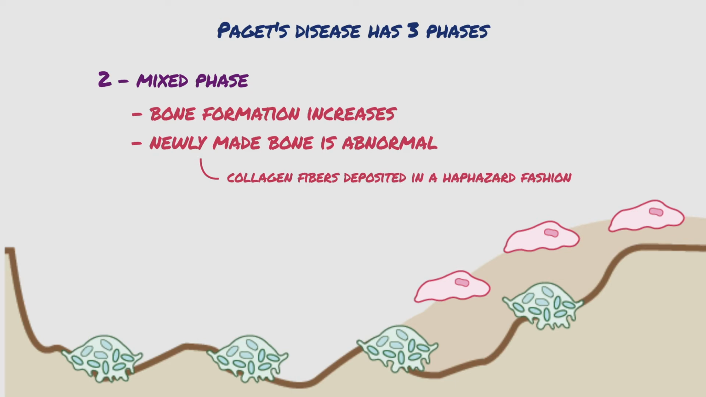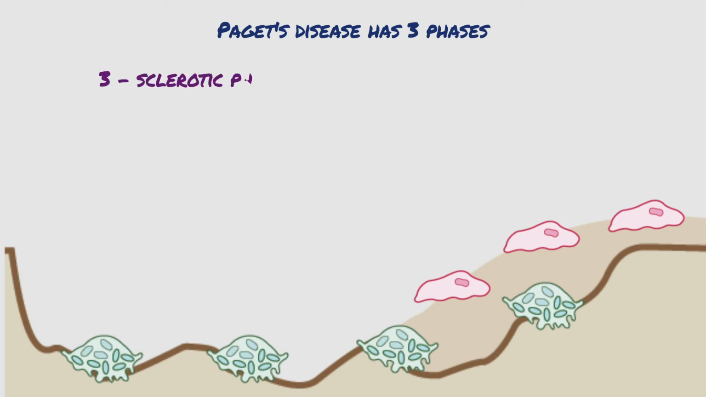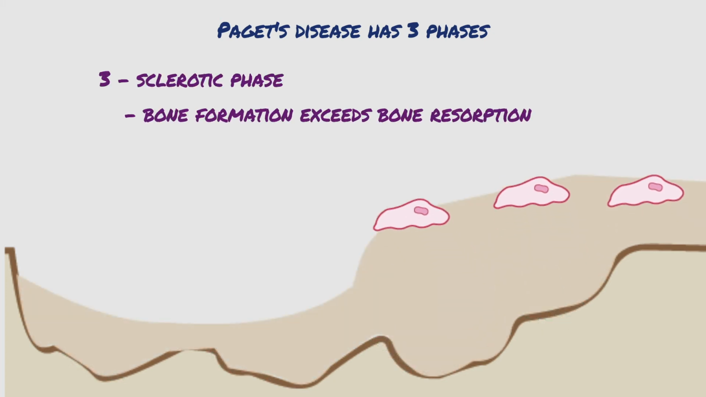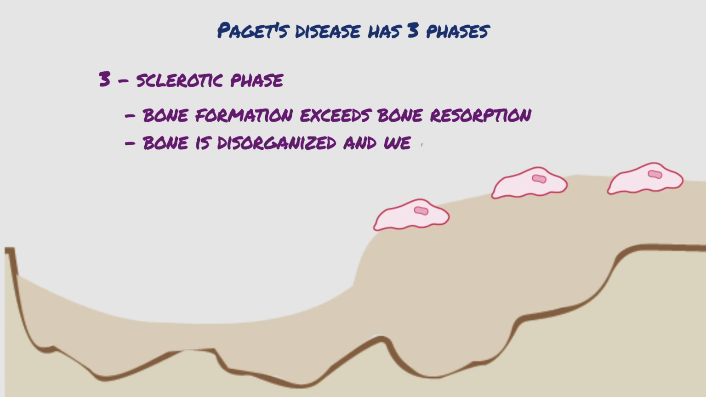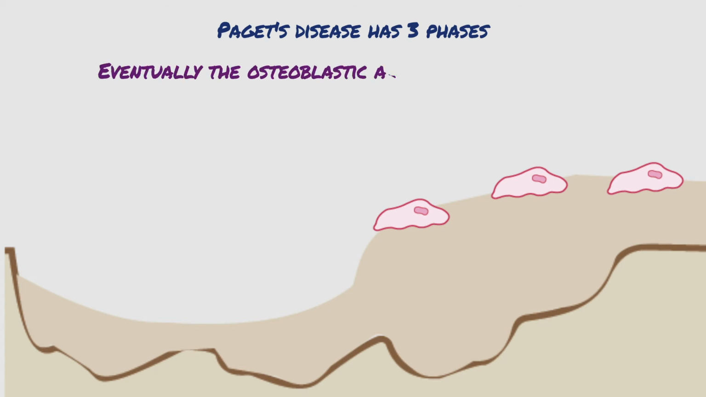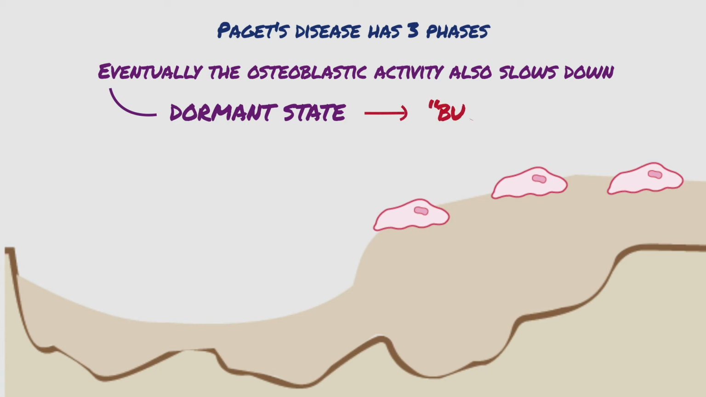Phase 3 is the sclerotic phase, and that's where new bone formation exceeds bone resorption. And the final result is bone that's structurally disorganized and therefore weaker than normal healthy bone. Eventually, the osteoblastic activity also slows down, and there's a dormant state in the disease called the burned out state.